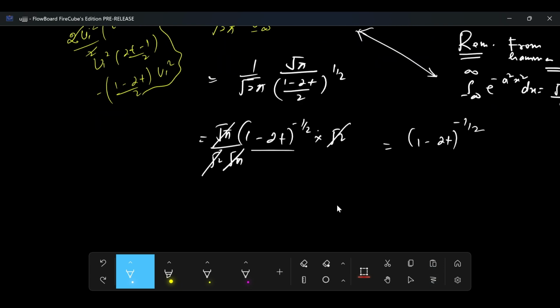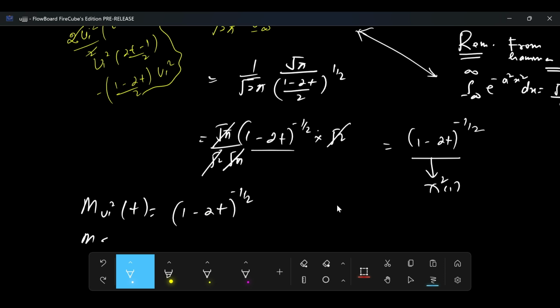And this is the MGF of chi square 1. So if this is the MGF of mu i square, then this is the MGF, (1 minus 2t) raised to the power minus 1 by 2, of a single mu i. Then what is the MGF of the summation of mu i square? That will be equal to 1 minus 2t, in place of minus 1 by 2 we can write minus n by 2, when we have n mu i's. For a single mu i we have this MGF; for n mu i's, we have this MGF.